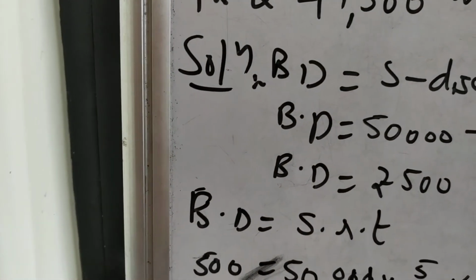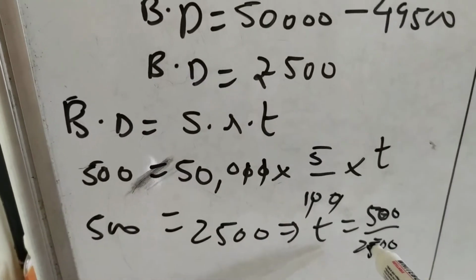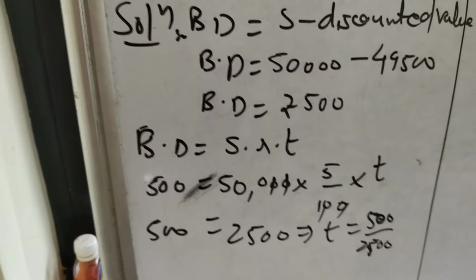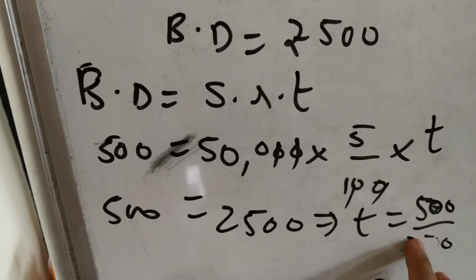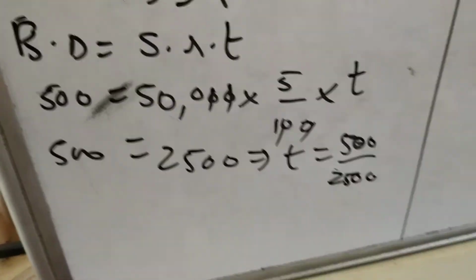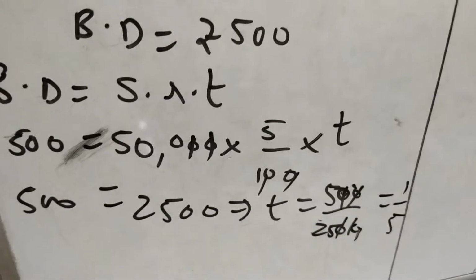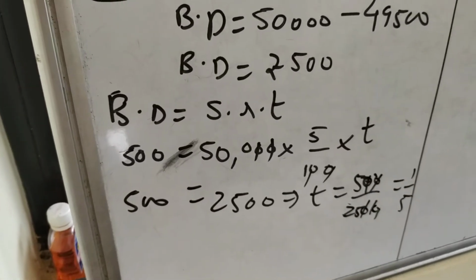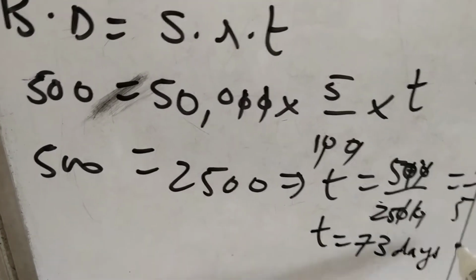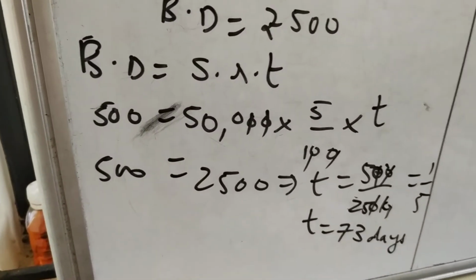500. So this implies T as 500 upon 2500. So 500 upon 2500, we get 5 5s, so 1 by 5. So we get T as 1 by 5, that is time period we get 73 days. How? 1 by 5 into 365, we get T as 73 days.